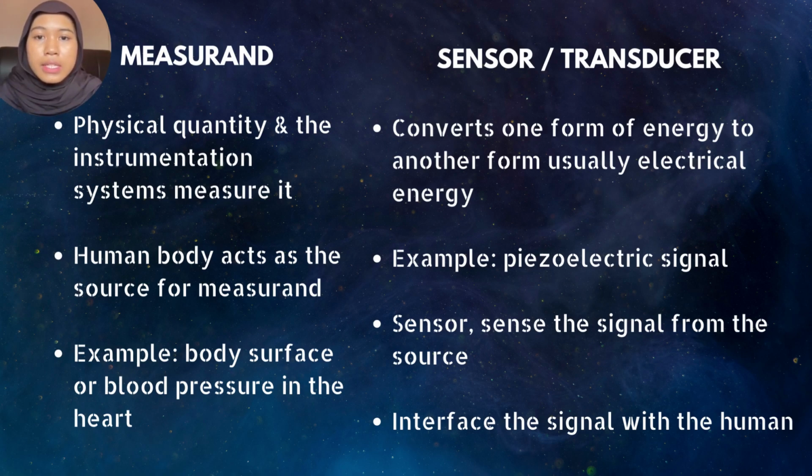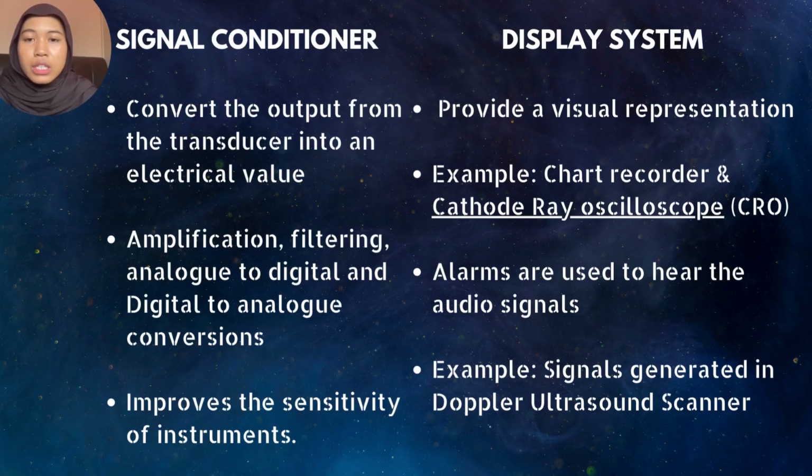The next one is the sensor or transducer. The transducer converts one form of energy to another form, usually into electrical energy. For example, a piezoelectric sensor converts mechanical vibration into an electrical signal. The transducer produces a usable output depending on the measurement. It is used to interface the signal with the human. For signal conditioning, circuits are used to convert the output from the transducer into an electrical value. The instrument system sends this quantity to a display or recording system.